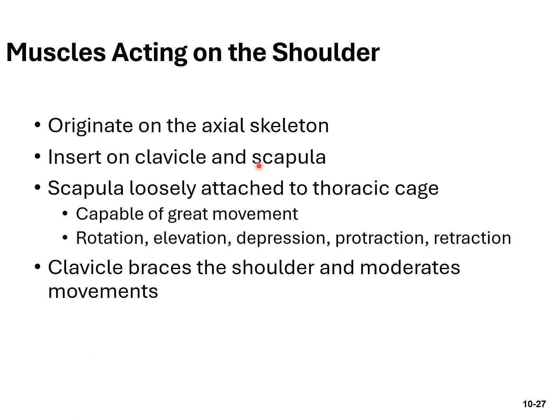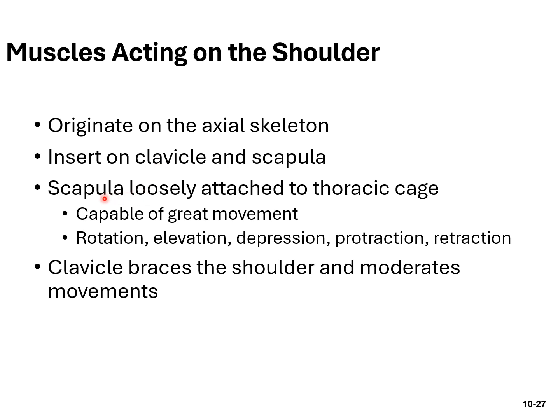The ones on the shoulder originate on the axial skeleton, on the vertebrae or the skull. They insert onto the clavicle or the scapula. You might have heard clavicle and scapula. I think the clavicle would be sternocleidomastoid and other stuff. And then you can start seeing how the axial skeleton will then go to the appendicular skeleton.